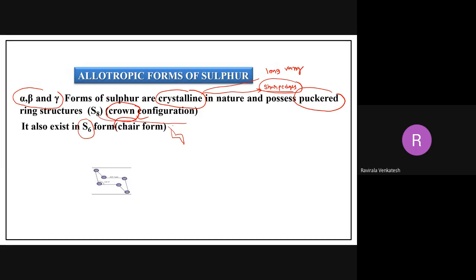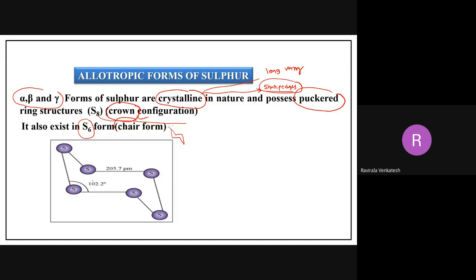Now, how many sulfurs are there? 6. Now we call this S6, and we can also call it chair form. It looks like a chair, no? Old men sit like this, it looks like that. This is our chair.